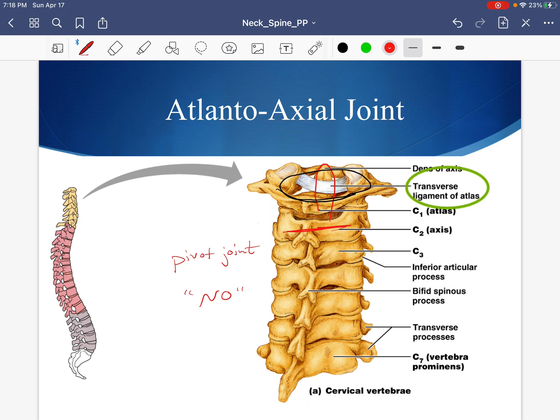There is a transverse ligament holding that in place, reminiscent of the annular ligament that went around the head of the radius in the forearm, but you don't need to know that.